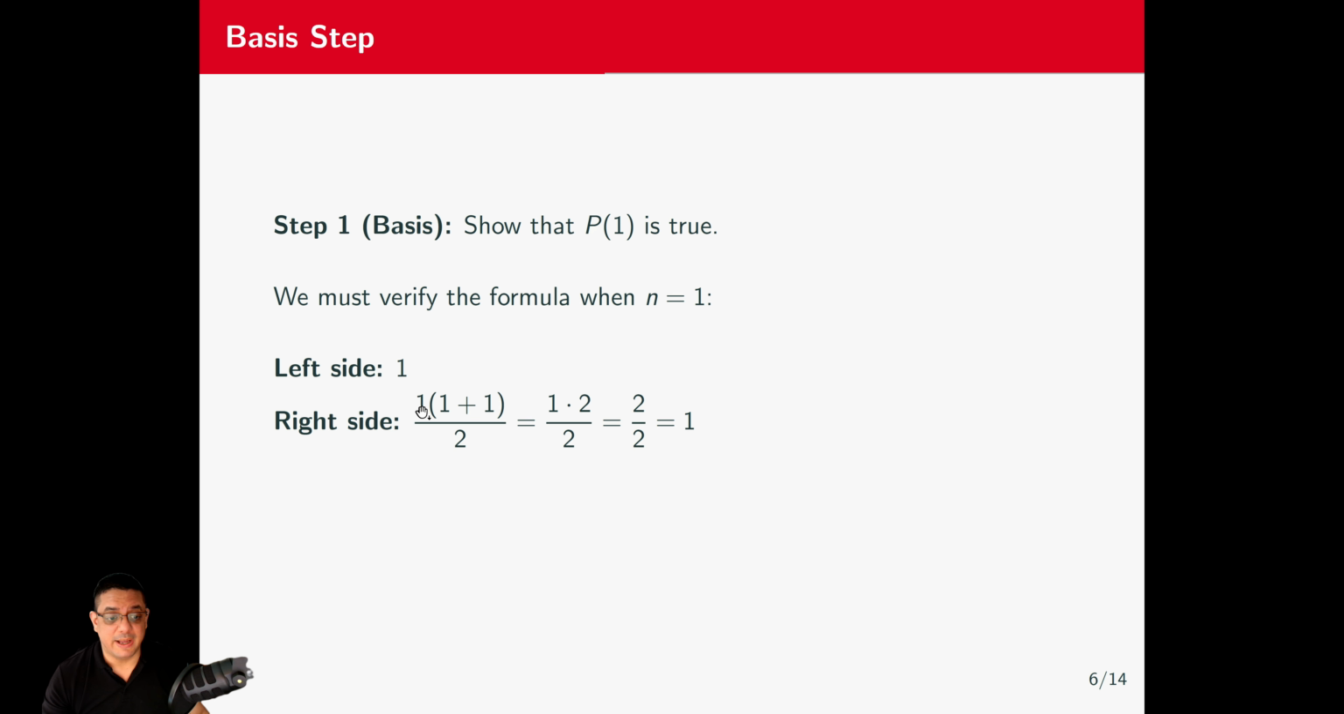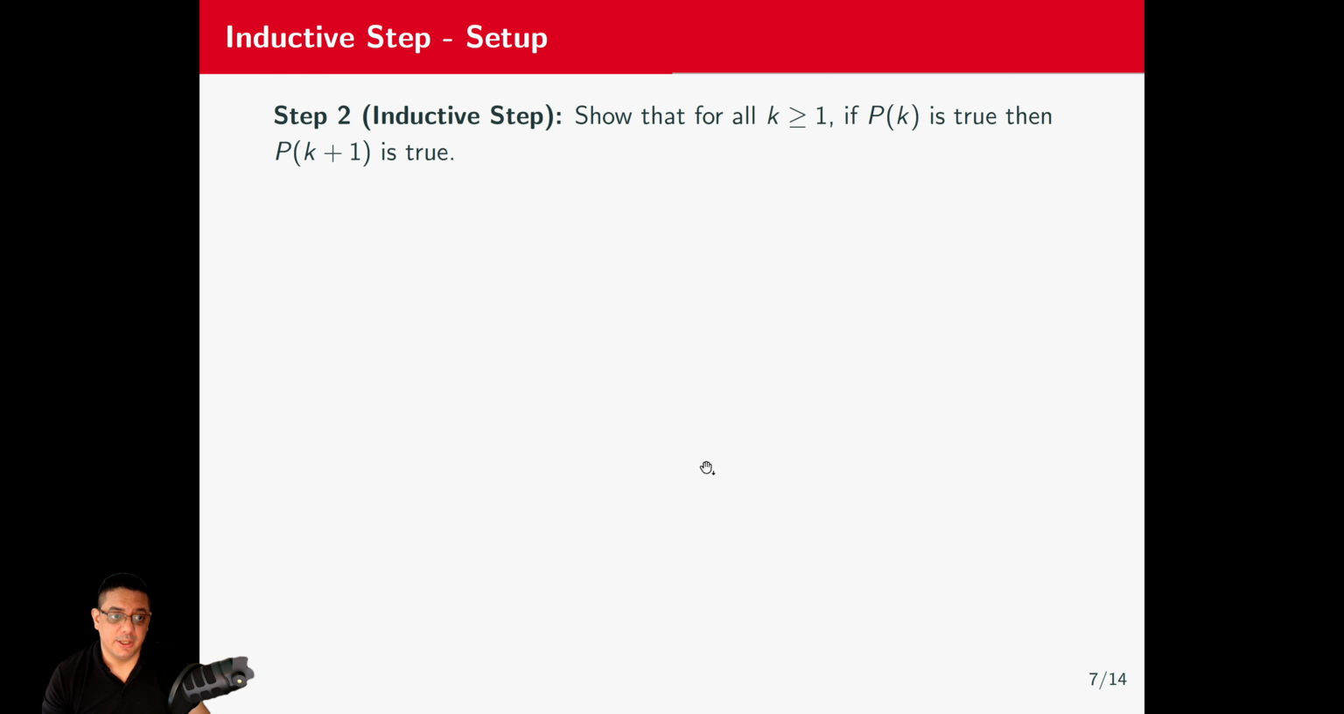Now on the right side, we have 1 times 1 plus 1, and then everything divided by 2. But notice this is 1 times 2 divided by 2, so it's 2 divided by 2. It gives me 1. So now we can see that the left side is equal to the right side of the equality. And so since both sides are equal to 1, P of 1 is true. Now step number 2 is going to be the inductive step.